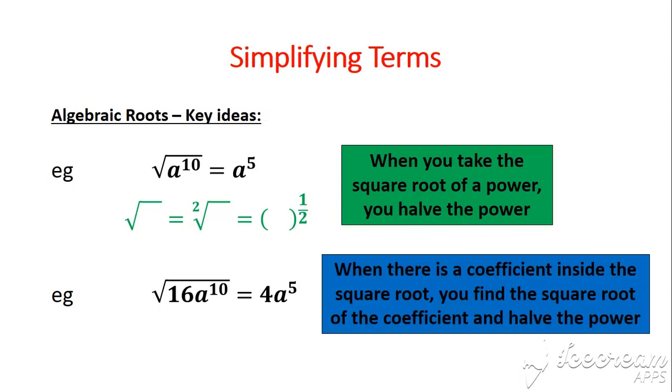When we have a coefficient, which is a large number out the front inside the square root, you are going to find the square root of the coefficient and you're still going to halve the power. So the second example, we're taking the square root of 16 times a to the power of 10. Notice that we halve the power to get a to the power of 5, but we didn't halve 16. We took the square root of 16, and the square root of 16 is 4, because 4 times 4 is 16.